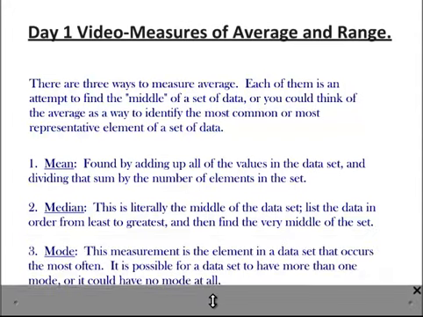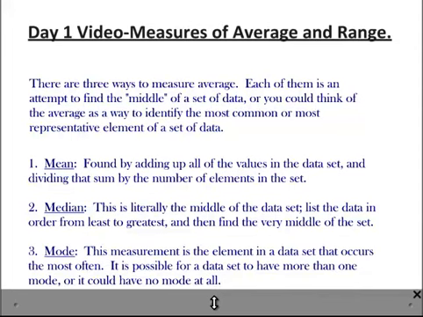And lastly, the mode. These are all three different measures of average. The mode is the element in a data set that occurs the most often. It is possible for a data set to have more than one mode, or it could have no mode at all.